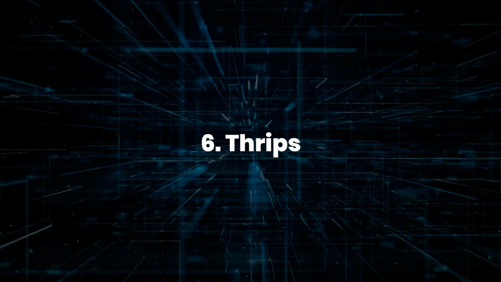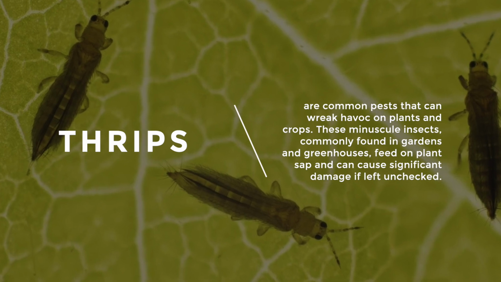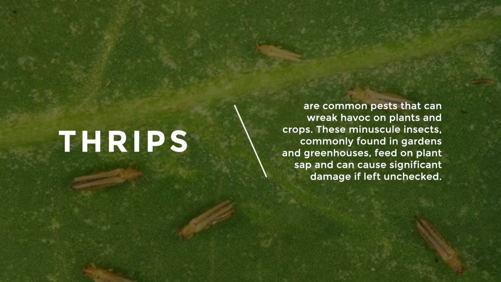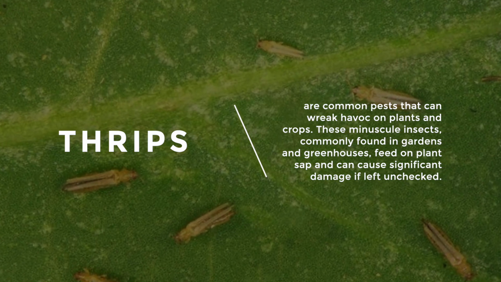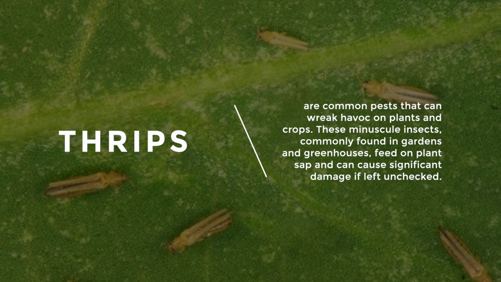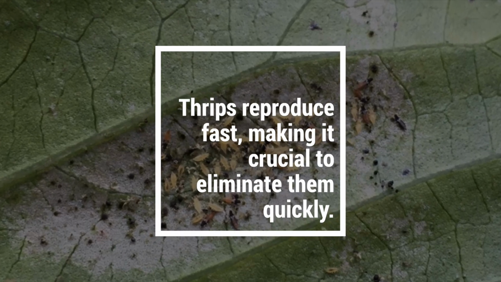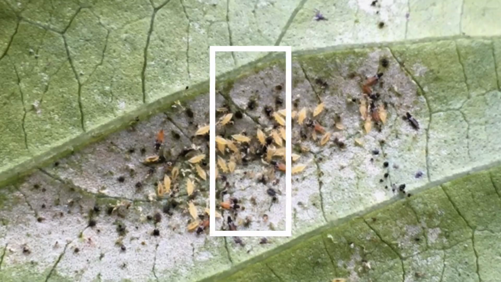6. Thrips. Thrips are common pests that can wreak havoc on plants and crops. These minuscule insects, commonly found in gardens and greenhouses, feed on plant sap and can cause significant damage if left unchecked. Thrips reproduce fast, making it crucial to eliminate them quickly.